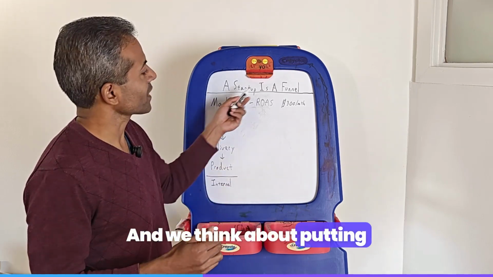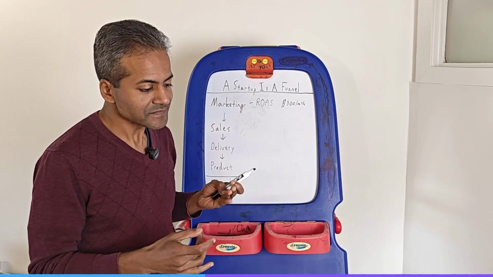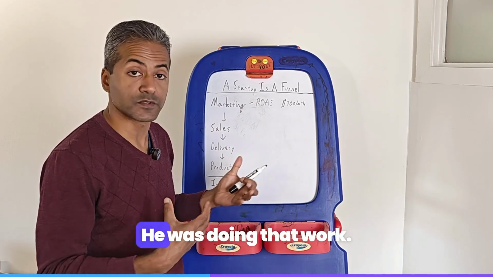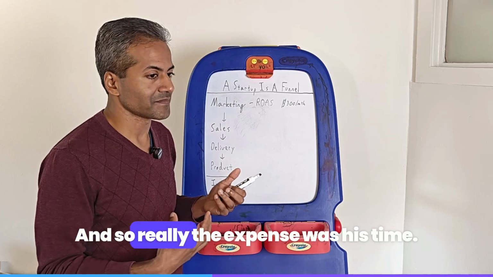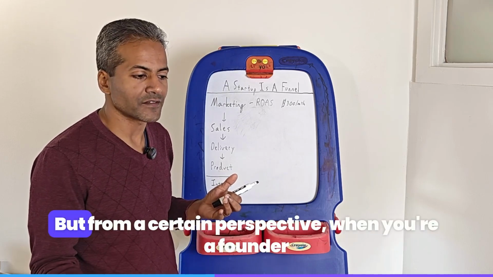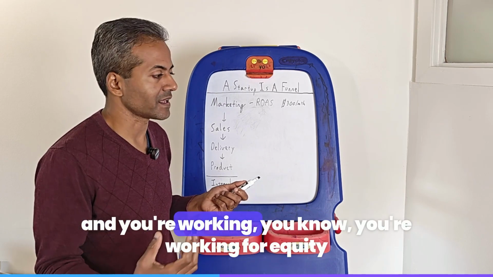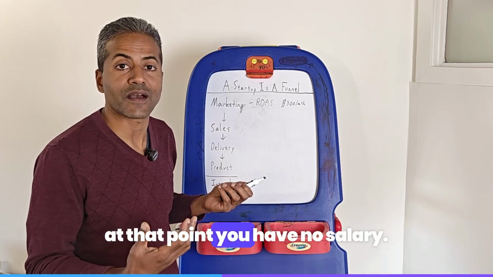And when we think about putting that into a ROAS calculation, well, that time was my co-founder, my business co-founder, Raj. He was doing that work. And so really the expense was his time. But from a certain perspective, when you're a founder and you're working for equity at that point, you have no salary.